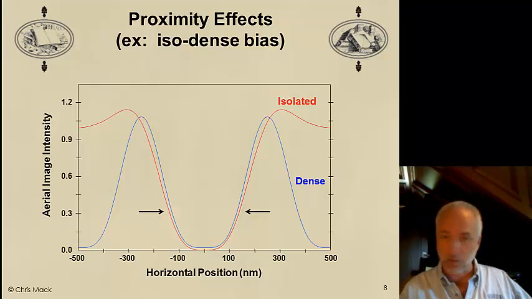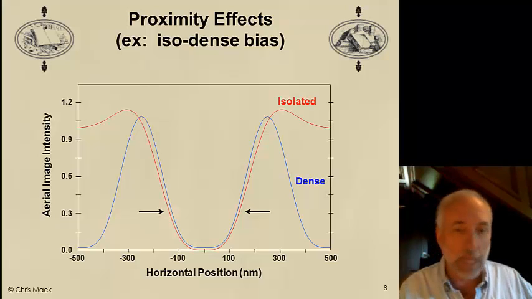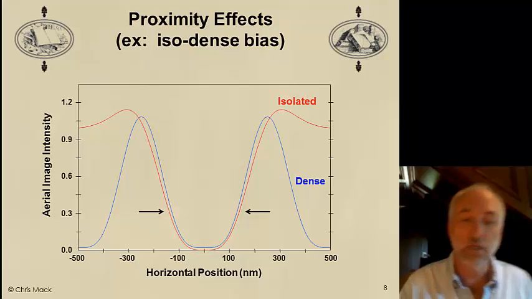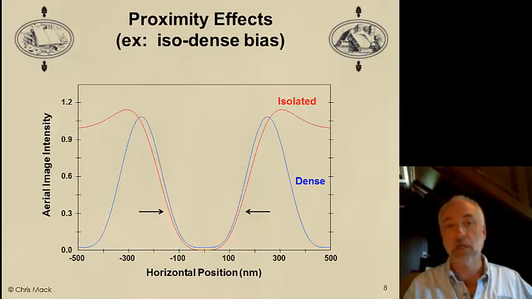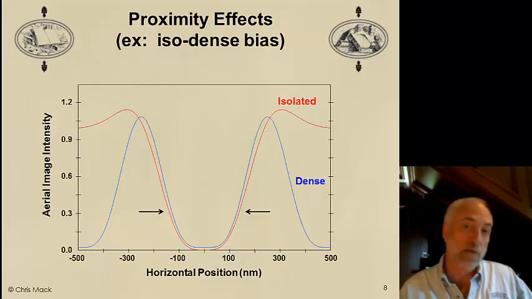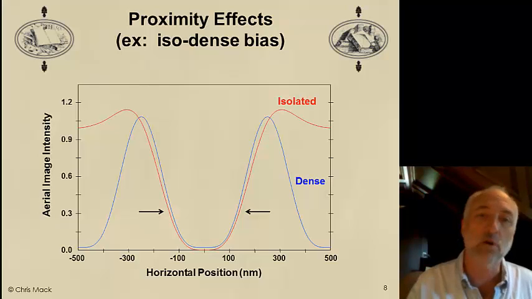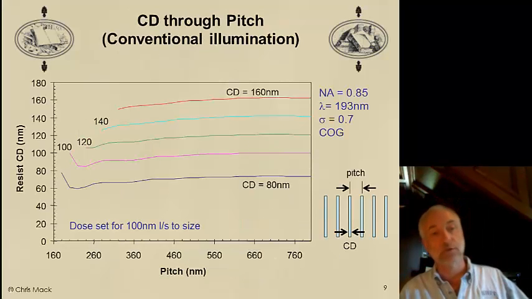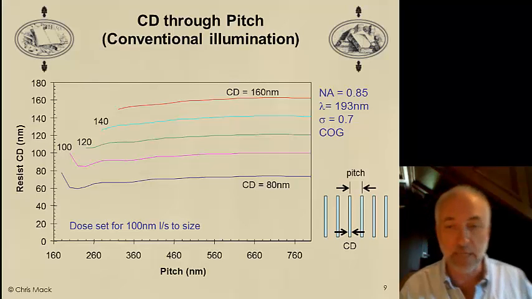This is not some error in the behavior of the lens or of the photoresist or anything else. This is simply the nature of printing in the presence of low-pass filters in our lens. We're losing diffraction information, and the information about where the edges should print is systematically different for a dense feature versus an isolated feature. This proximity effect, in this case, is called the isodense bias, the difference between an isolated line and a dense line. In fact, though, the printed feature size will vary as a function of pitch.